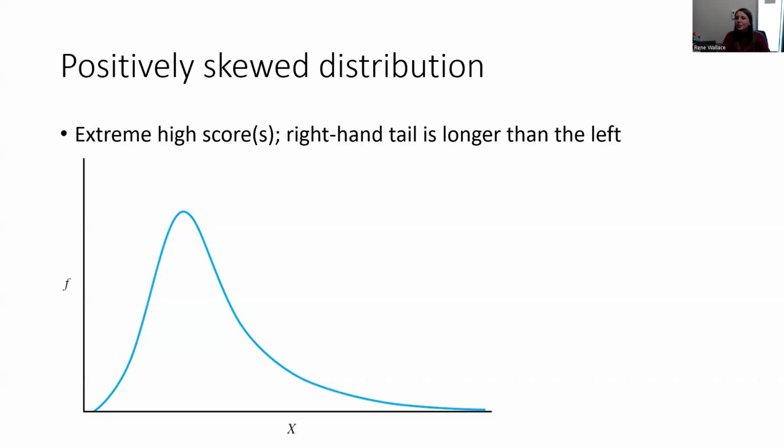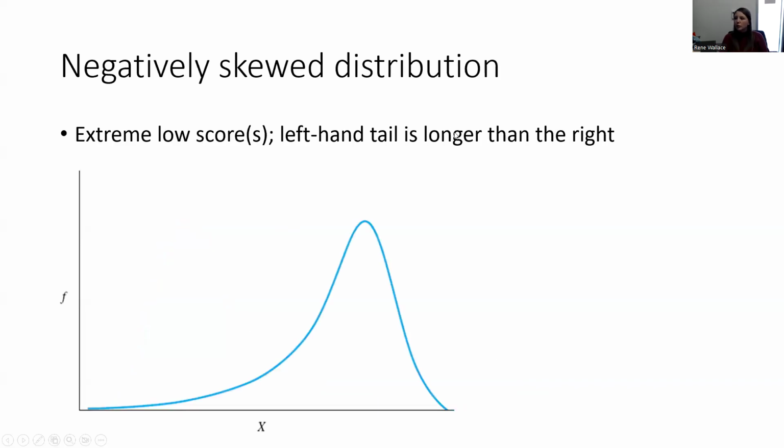Positively skewed distribution. So sometimes if we have extreme high scores, the right hand tail is longer than the left hand tail. And so you know which side's the tail if you make a fist and you see how this kind of follows the curve of your bell curve and then it's skewed. And then we have the other skew. I know it's backwards in the camera, but you can use your fist to kind of see which way it's skewed.